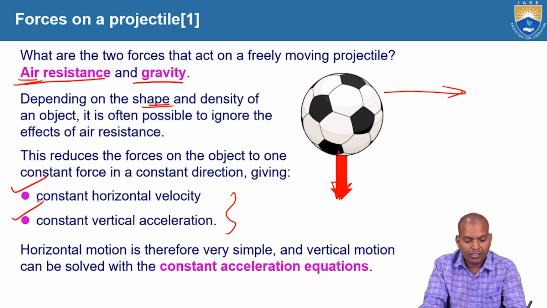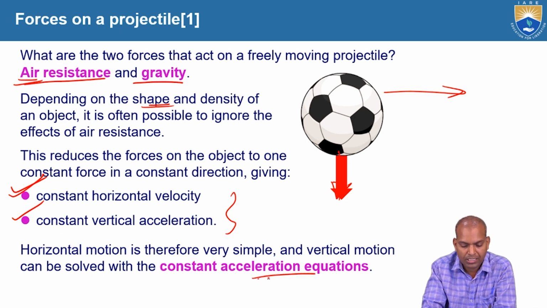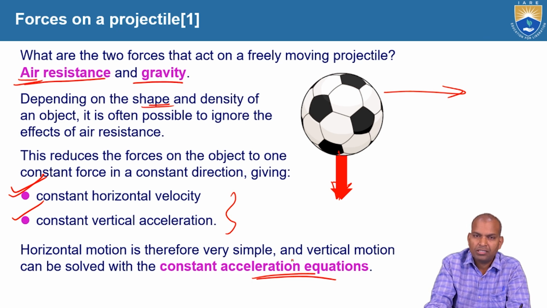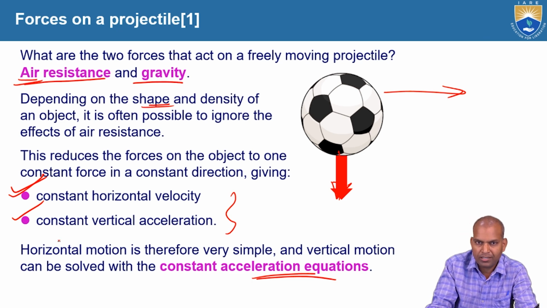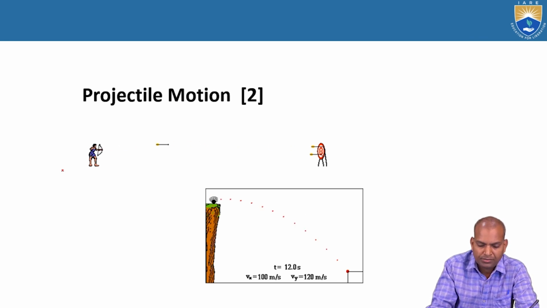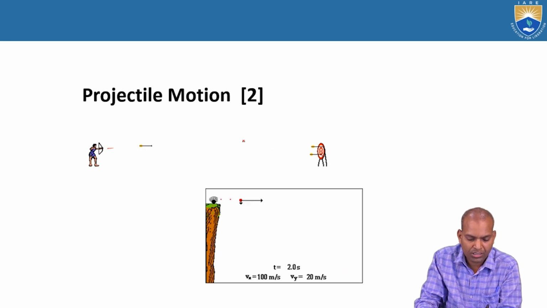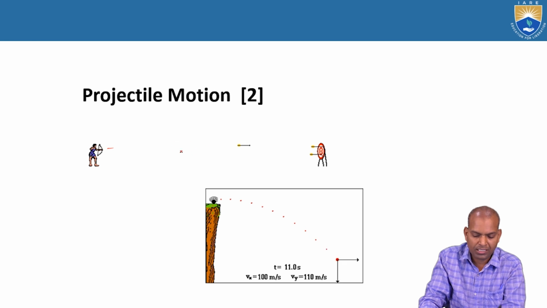Now, another one here, the constant horizontal velocity. This horizontal velocity is very simple, and vertical motion can be solved with constant acceleration equations. The equations which we are going to use here are the constant acceleration equations. If we consider this projectile motion, here we can see this is a horizontal motion.